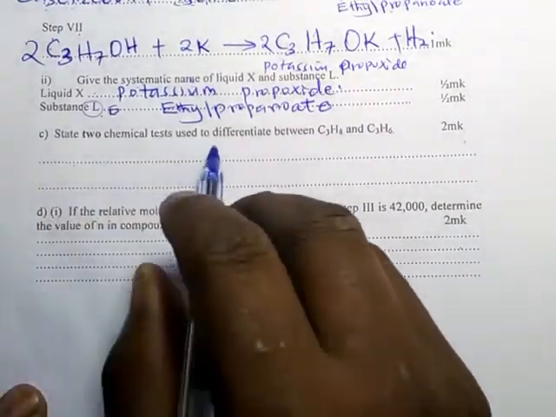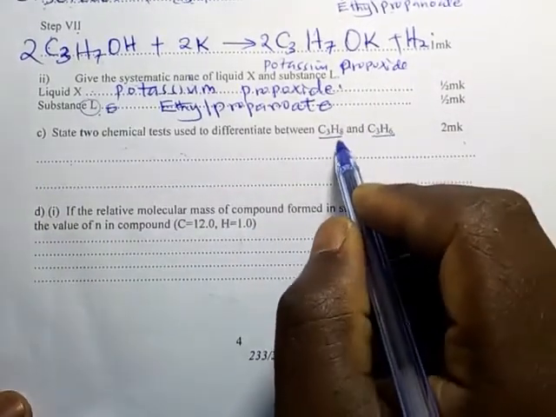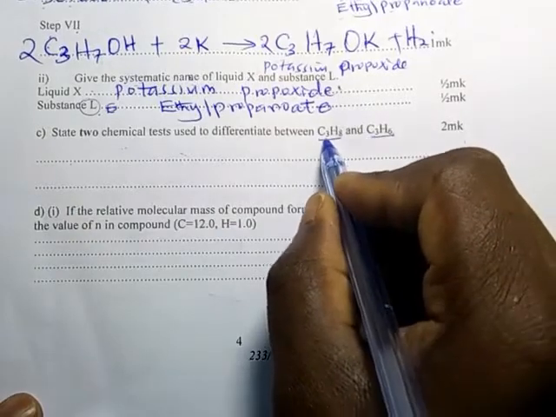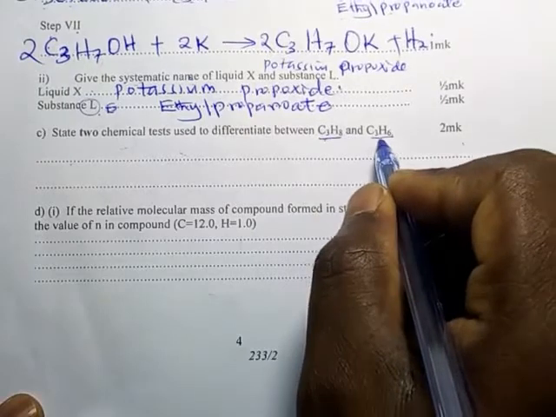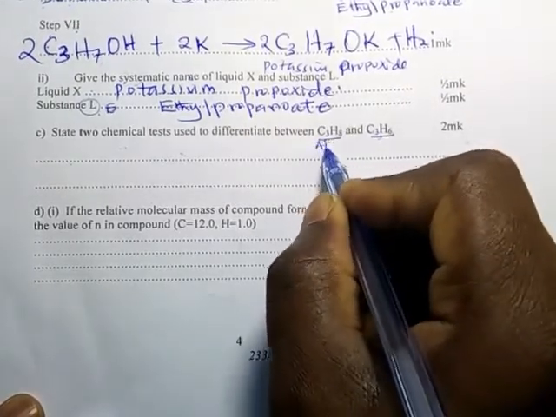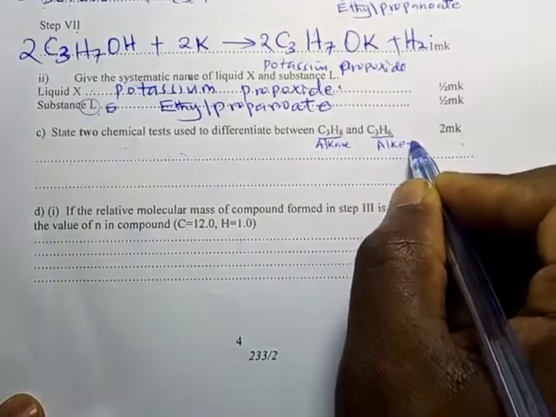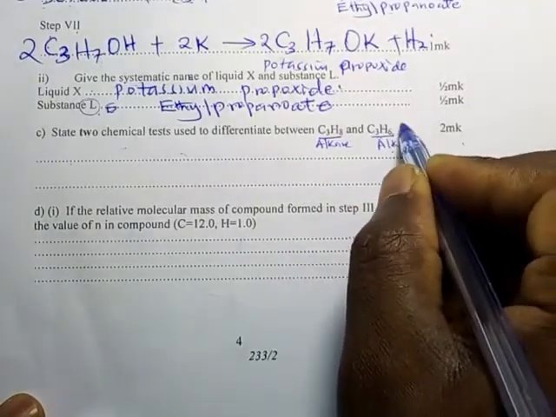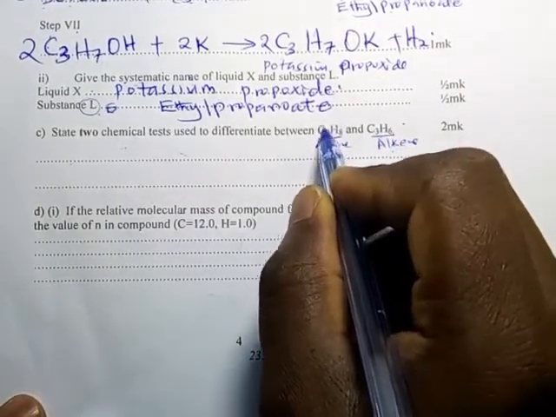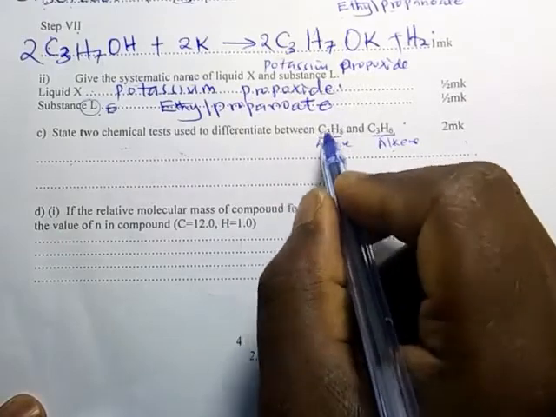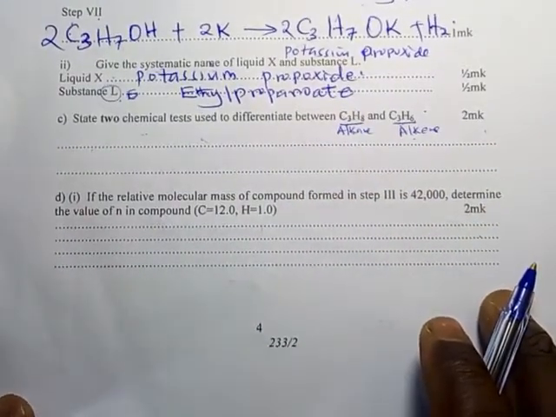Step 2, chemical test used to differentiate between an alkane and an alkene. So this one is propane and propene. How can you differentiate between propane and propene? Propane is an alkane, propene is an alkene. Remember, alkenes are unsaturated, while alkanes are saturated. But now I'm going to differentiate.